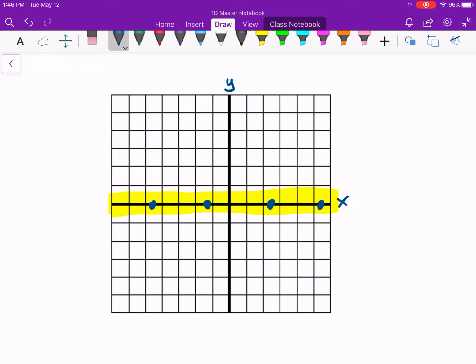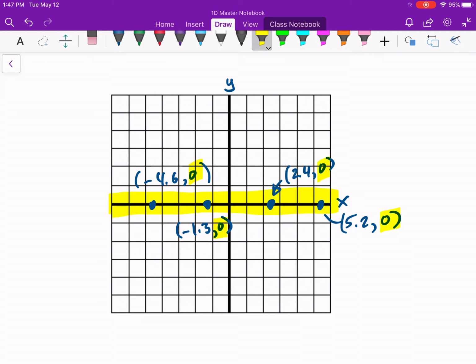What do we know that's the same about all of them? They all have 0 for their y-coordinate. Look at those 4 points I just randomly drew on there. Imagine if I asked you what ordered pair represents them. The first one looks like it would be about negative 4.6, 0. This one looks like about negative 1.3, 0. This one about 2.4, 0. And this one might be 5.2, 0. I'm just estimating. But what's the same for all of them is they all have the same y-coordinate, 0.